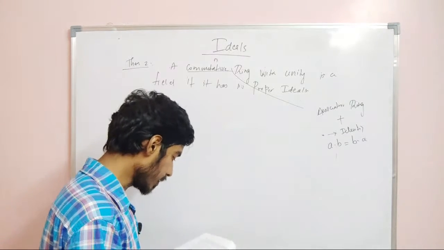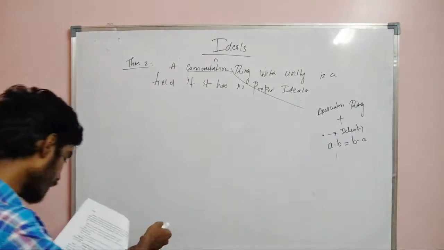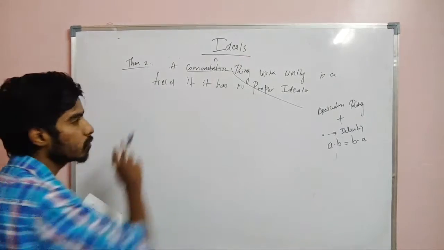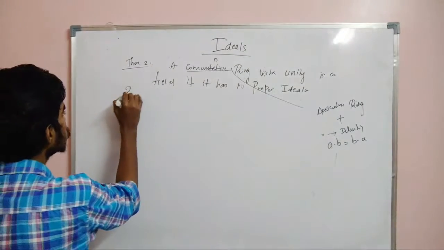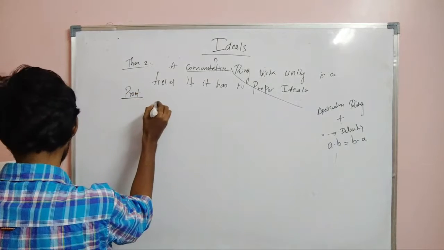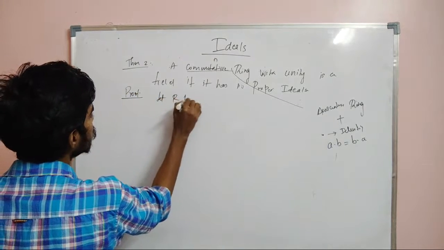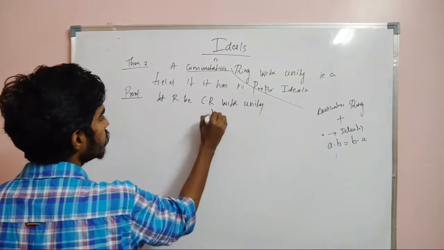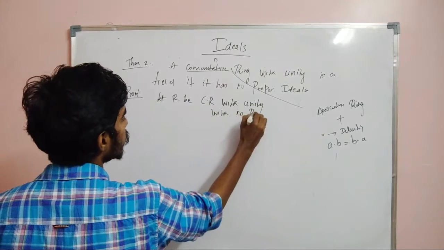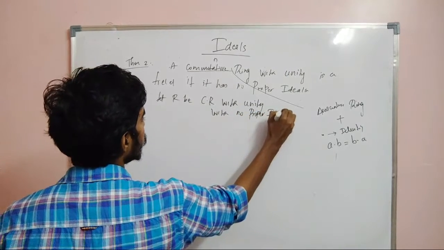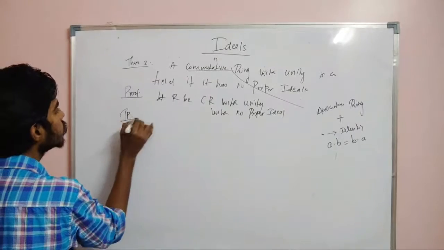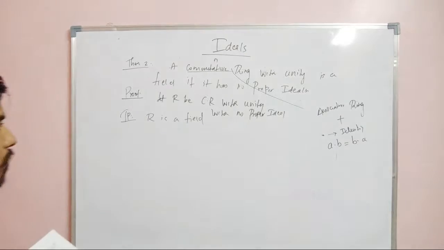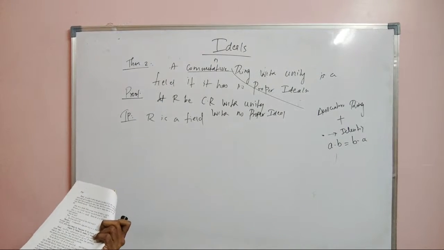So let R be a commutative ring with unity having no proper ideal. I am assuming that R is a commutative ring with unity with no proper ideal, and I am going to prove that it is a field, right? So what I need to prove is that R is a field.